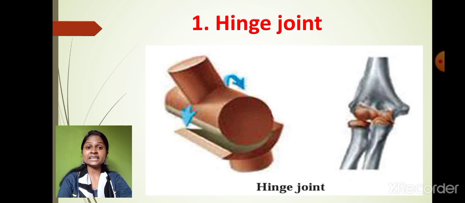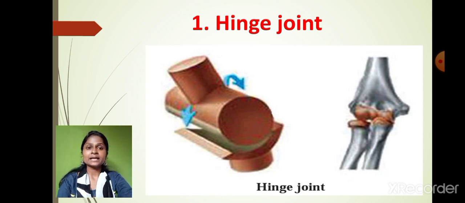Can you see the hinge joint? A hinge joint is the type of joint which moves only in one direction. That means it moves only in a 180-degree angle. The bone which moves only in a 180-degree angle and only in one direction, we call a hinge joint. Where are these hinge joints present? They are present in the elbow region and the knee region. Our elbow and our knee bend in only one direction and only in a 180-degree angle. So these are called hinge joints.